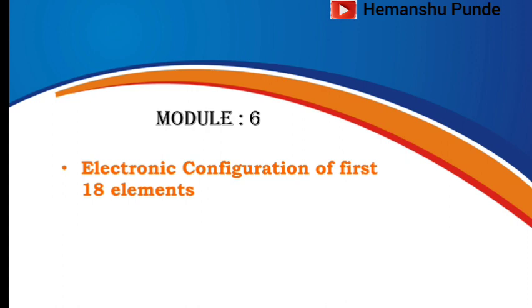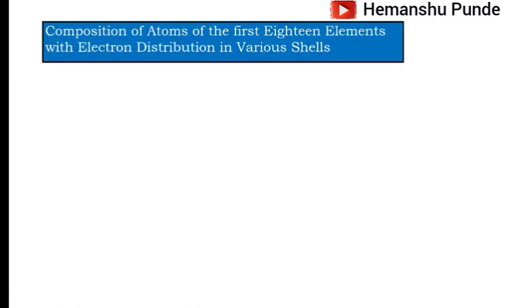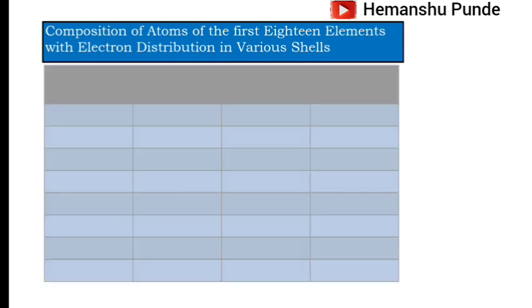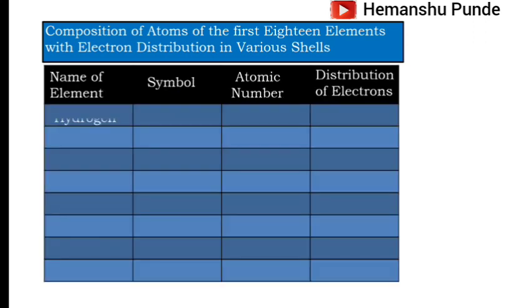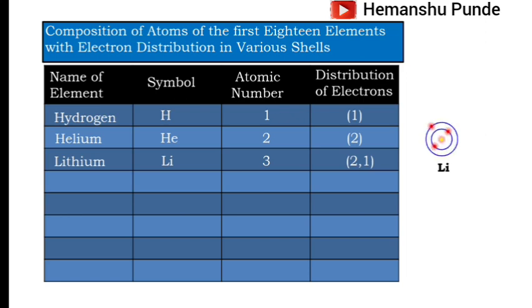Now module 6, electronic configuration of first 18 elements. Comparison of atoms of the first 18 elements with electron distribution in various shells. The first is hydrogen, as we know the symbol is H, atomic number is 1, distribution of electrons 1, so it will be in the first shell. Second, helium, He 2, these two electrons will also be in the first shell. Now here comes lithium. Lithium has 3 electrons, so in the first shell there will be 2 electrons and in the second shell there will be 1 electron.